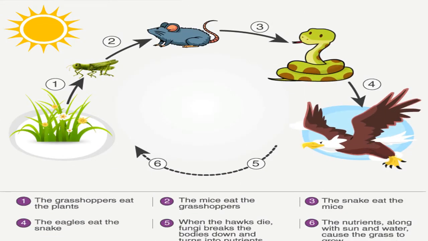Here you can see the example that the grasshopper eats the plant, the mice eat the grasshoppers, the snake eats the mice, the eagle eats the snake. When the hawk dies, fungi break down the body and turn it into nutrients. The nutrients along with sun and water cause the grass to grow again. So this entire thing forms the food chain in an ecosystem.